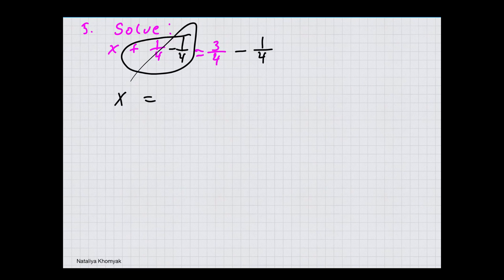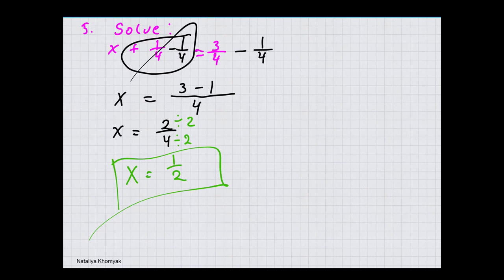And we have x equals, adding fractions. We keep the denominator, copy the numerators. And this whole thing will become 3 minus 1, 2 out of 4. We can reduce this fraction by 2. So x is equal to 1/2. And this is our solution.